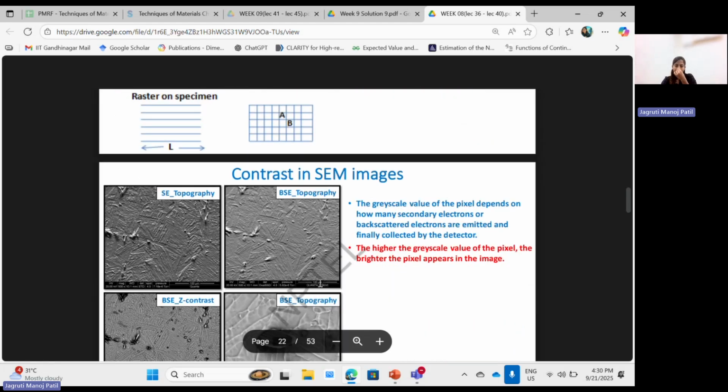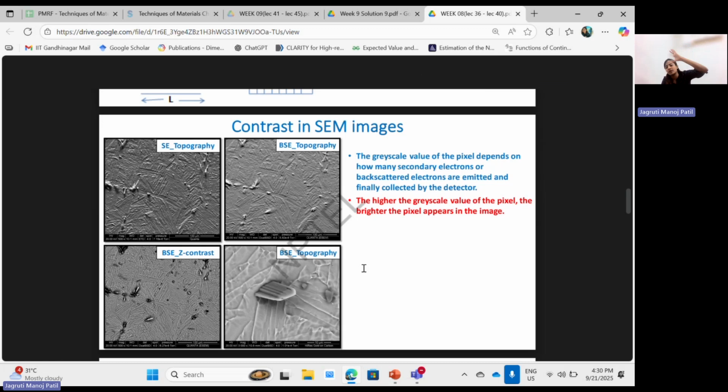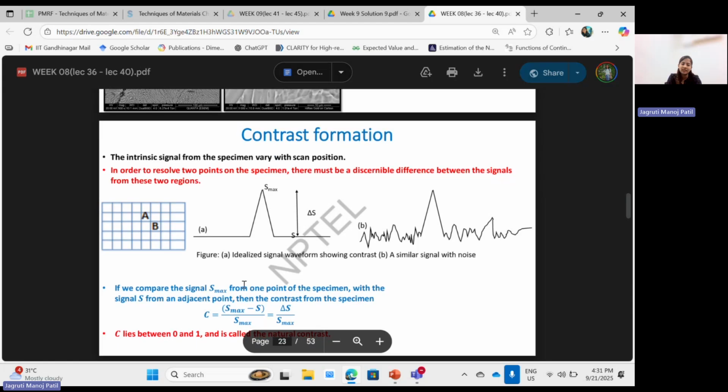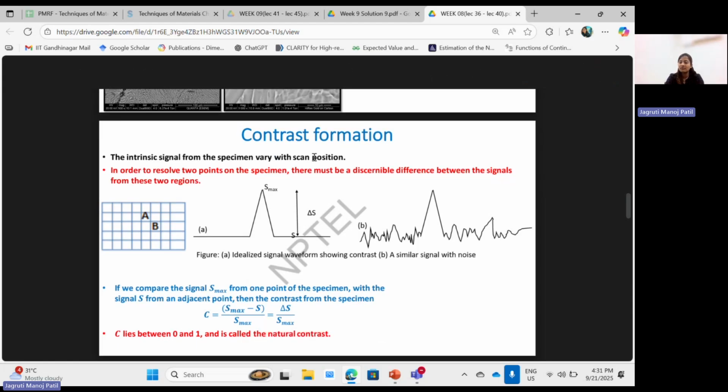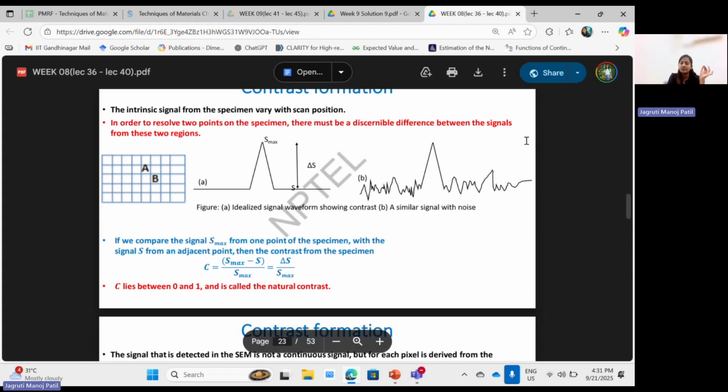Now, how do you compute the contrast? You find the maximum intensity of the signal, subtract the signal for one particular element from it, and divide by the maximum so that you normalize it. So that's how you compute it. You go from 0 to 255: the maximum corresponds to the whiter one, whereas the lower one is the darker one. So the higher the grayscale value of the pixel, the brighter the pixel appears in the image. The intrinsic signal from the specimen will vary with the scan position. In order to resolve two points of the specimen, there must be a discernible difference between the signals from these two regions.